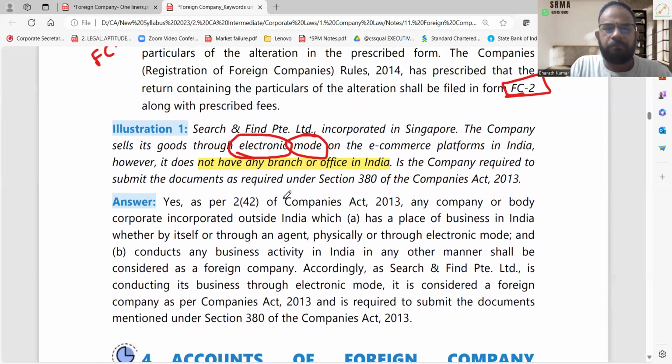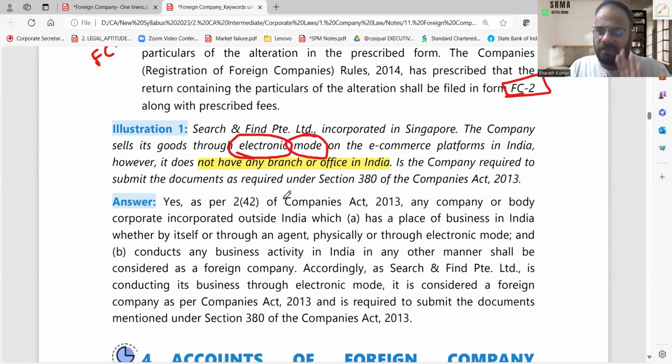Now read this point. Search and Find PT Limited, which is incorporated in Singapore. The company sells its goods through electronic mode. However, it does not have a branch or office in India. Is the company required to submit the documents? The answer is what? I don't bother whether it is a place of business in India, but if through an agent or electronic mode, I should consider that as a foreign company.